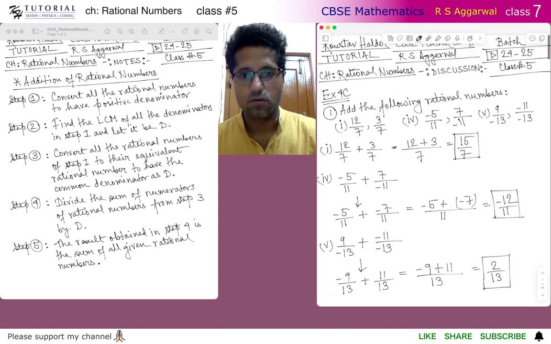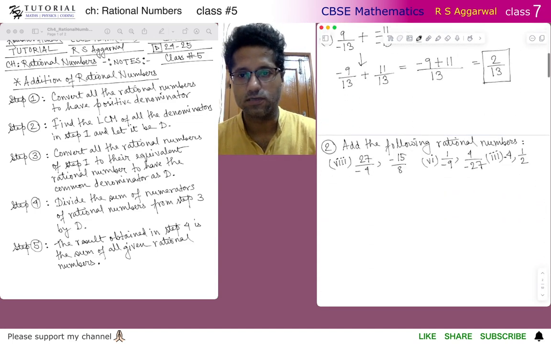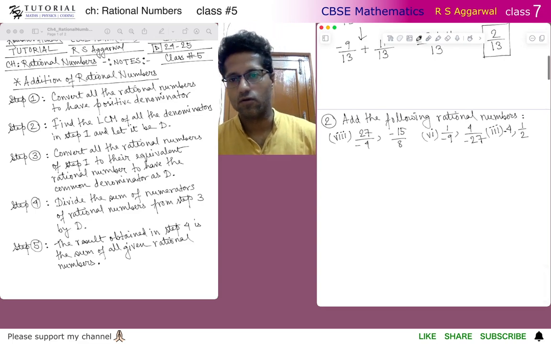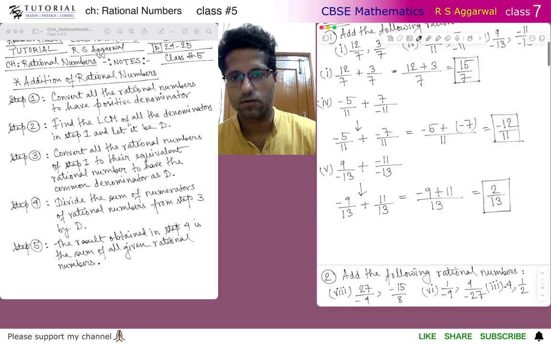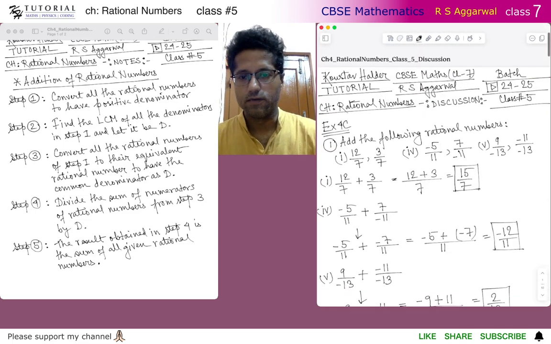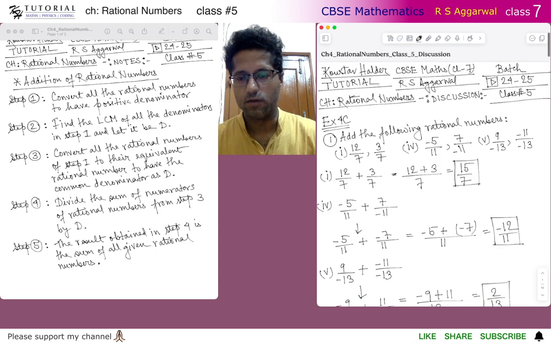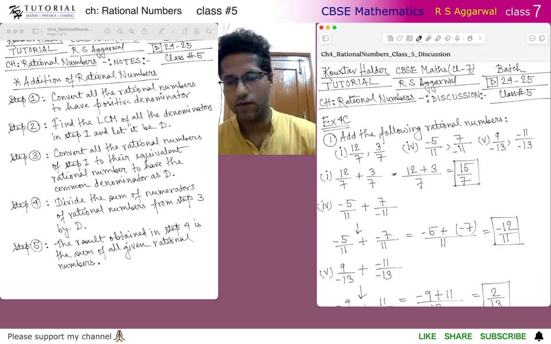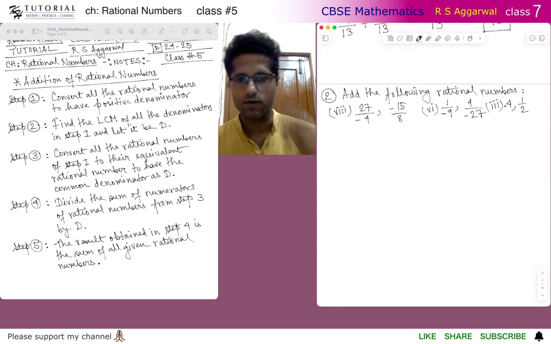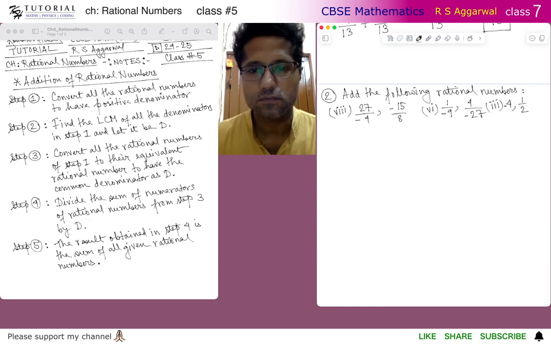Okay, so question number 1 from exercise 4C is done. Let's do question number 2. It says add the following rational numbers. You can notice that in question number 1, the numerical value of the denominators were same, but some were negative and some were positive. Now in question number 2, all the denominators are different. Okay, let's do 8.